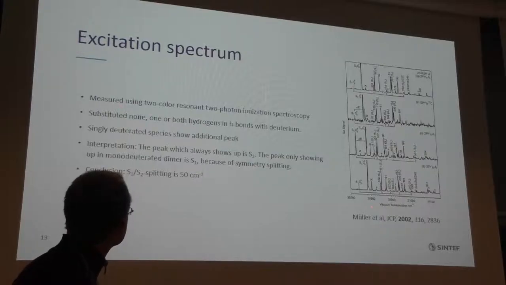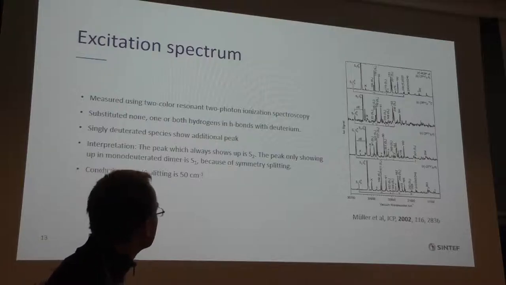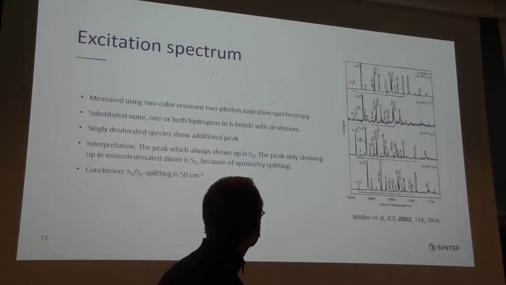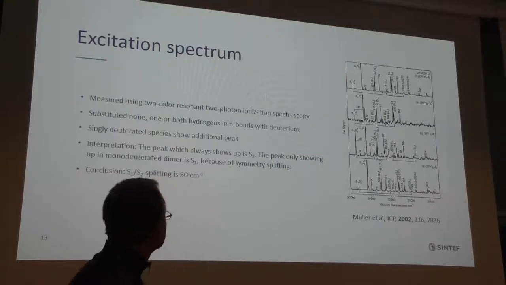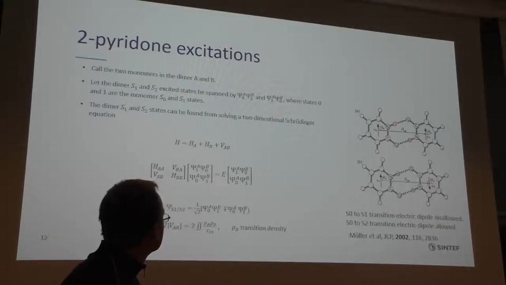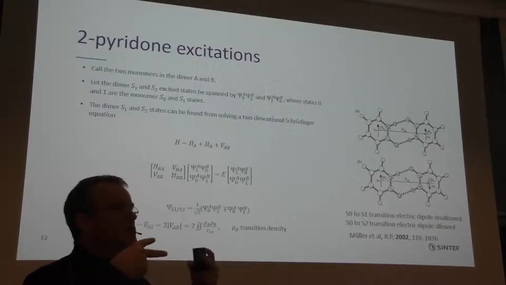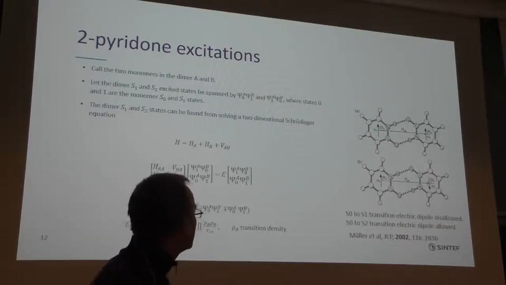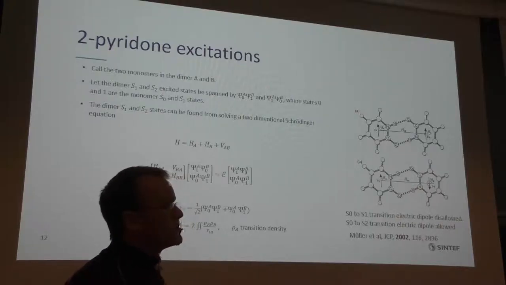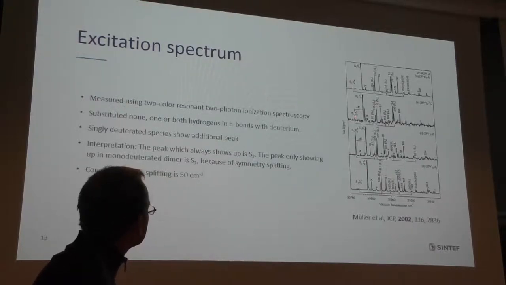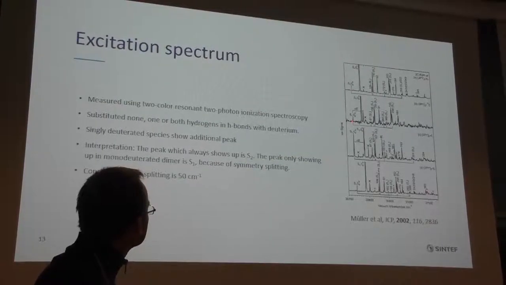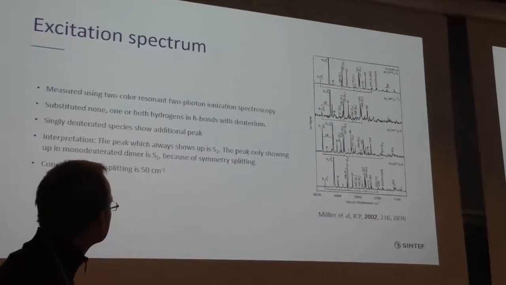There was this group which did a spectroscopical measurement, and based on their theory, the S1 state would then, due to symmetry, be dark. The transition into S2 would be bright, and they theorized that if they deuterated one of these two hydrogens here and not the other, then that would create a small asymmetry in the molecule, and then the S1 state would show up to a certain extent. And that's also sort of what they got. They got this small additional peak in the monodeuterated case.